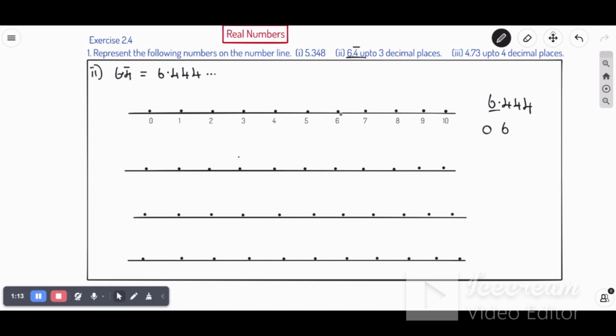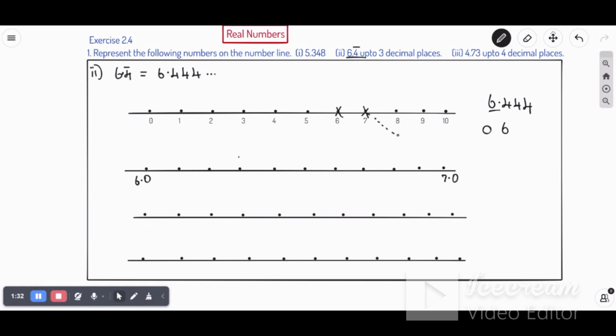So you have to mark your 6 first and your next number. So what could be your first step here? This should be same as 6. So put your 6 and 1 decimal point, that is 6.0. And here it should be 7 and 1 decimal point, that will be 7.0.